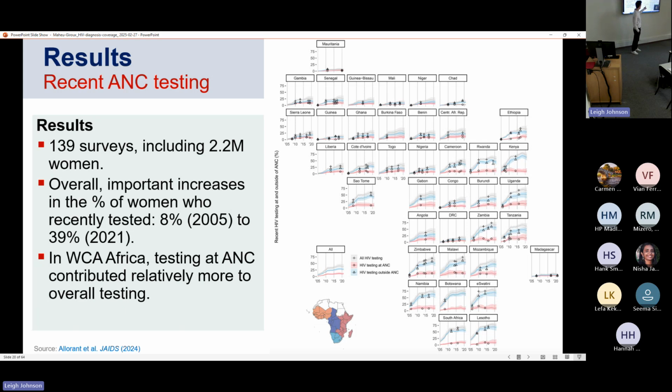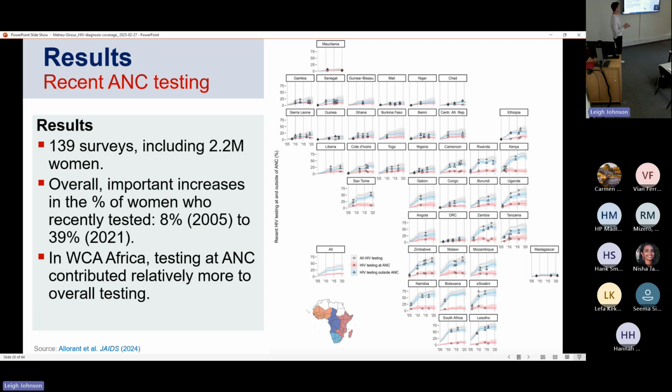Here we see the overall graph for the whole region. In gray, it's everyone who's been tested, the proportion of women who've been tested in the last 12 months. In blue is testing outside of ANC, and in red is testing at ANC. So we see that testing in the last 12 months increased from 8% in 2005 to almost 40% in 2021, and that since about 2010, testing at ANC has been stable at just above 10%.